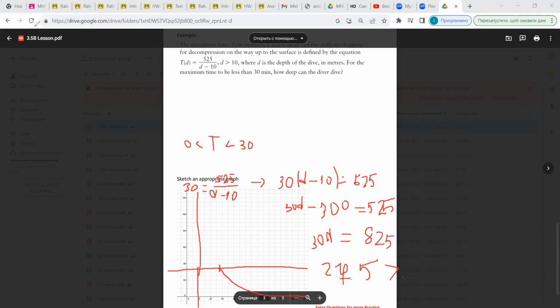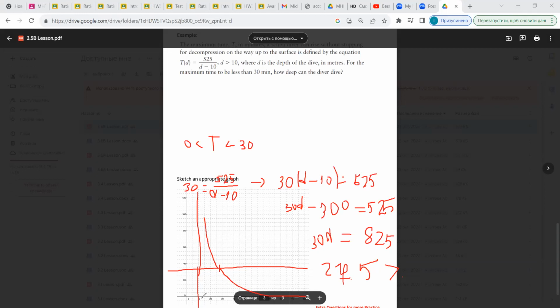Graph on the graph. I don't really understand what you say. So what I was trying to explain is that in the question it says time supposed to be less than 30 minutes. So we have upper border for time, right? If there would not be upper border, you would see that the less the depth is, the longer the diver can rise in the water without stopping for decompression.